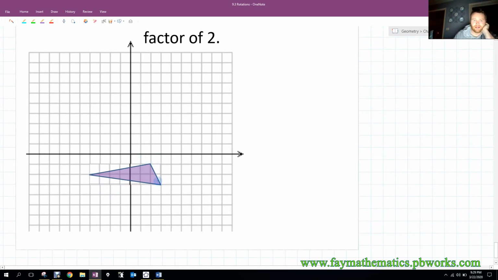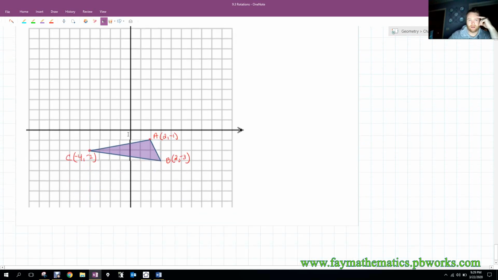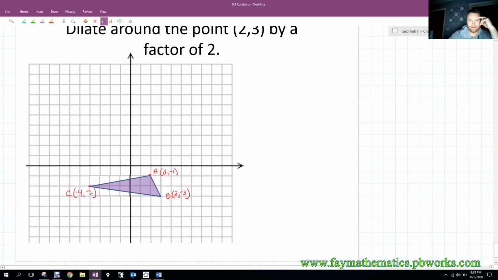First thing I want to do is identify what these coordinates are for this shape. So I'll say A is located at 2, -1. B is at 3, -3. And C is at -4, -2. Okay, and it wants us not to rotate or dilate around the origin, but to dilate about the point 2, 3. So I want to use this point here as my dilation point.